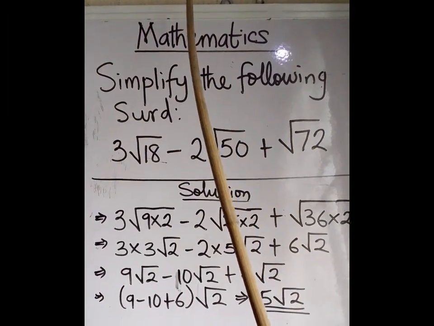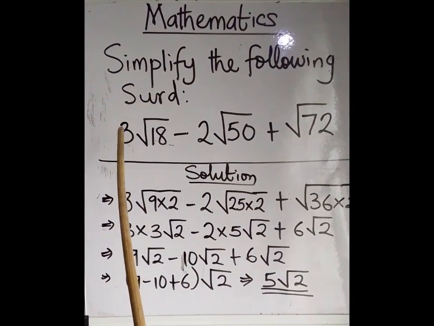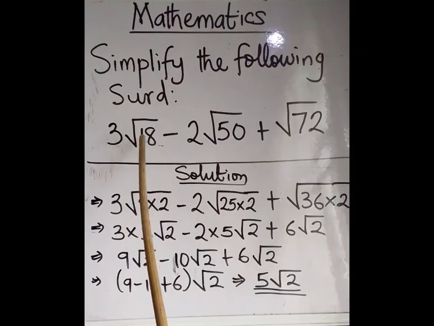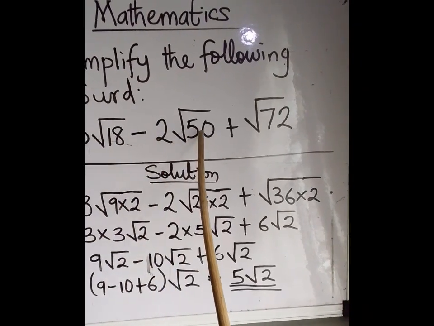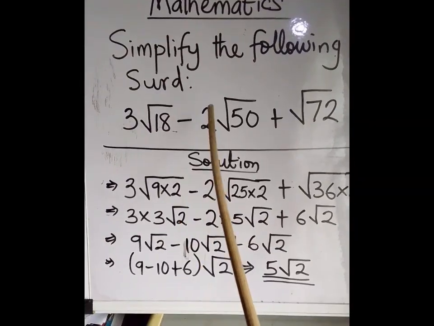In today's mathematics, we are looking at a problem on surds. You are given something like this: 3 surd 18 minus 2 surd 50 plus surd 72, and you are asked to simplify this.